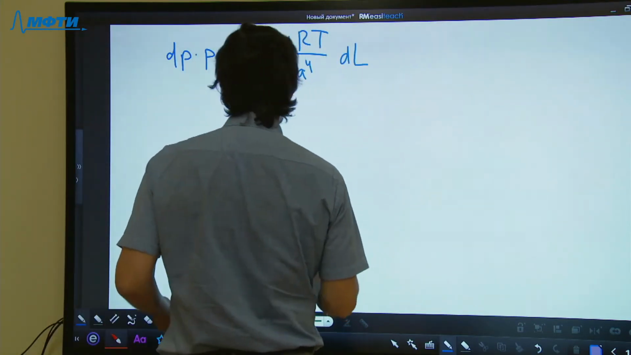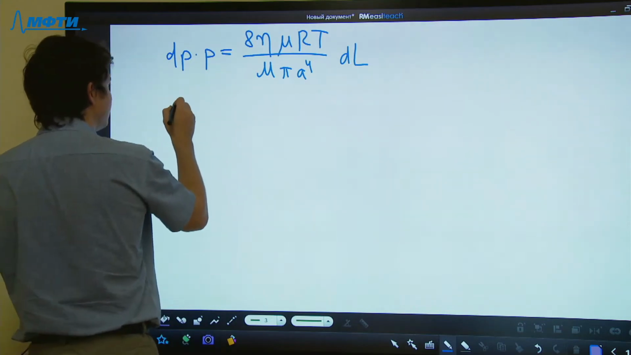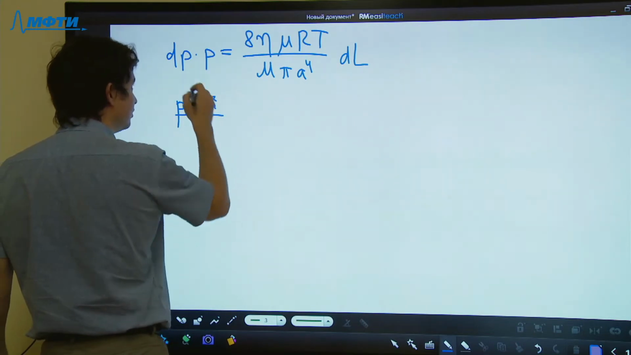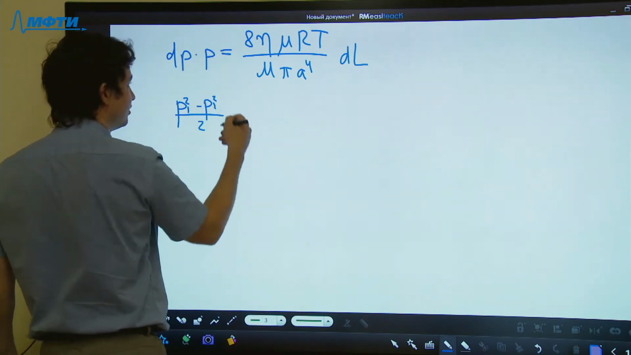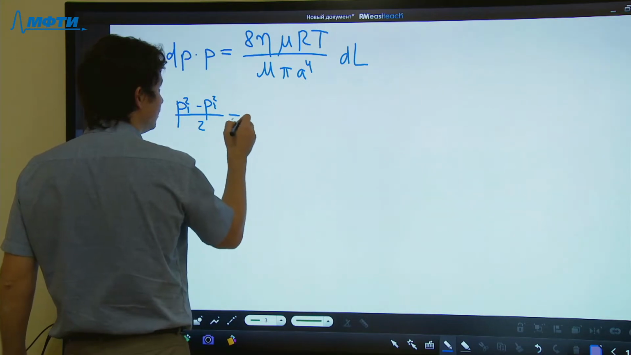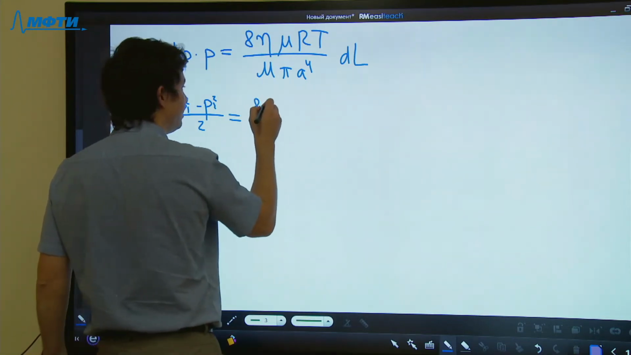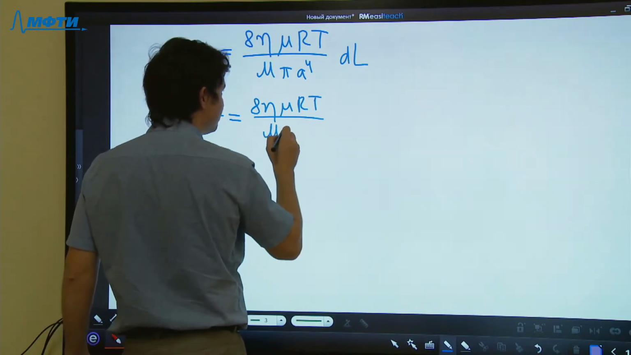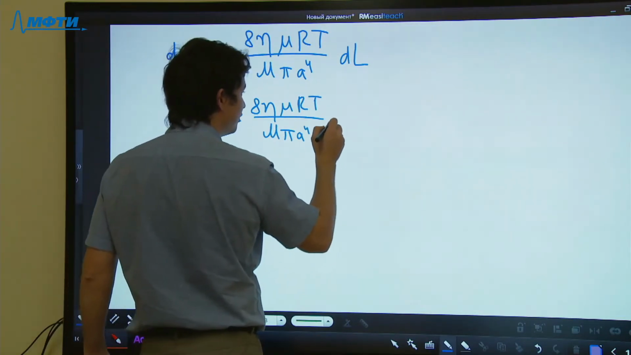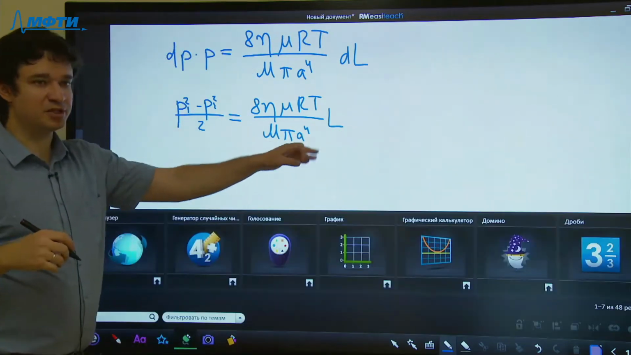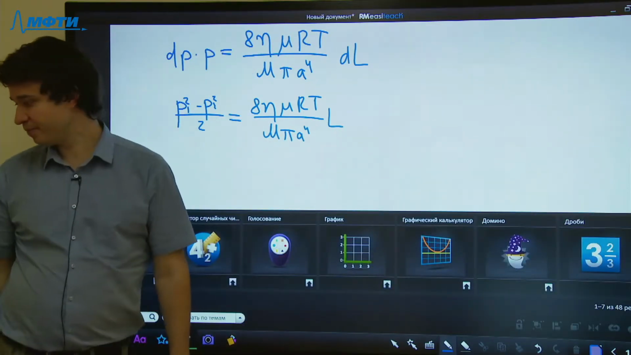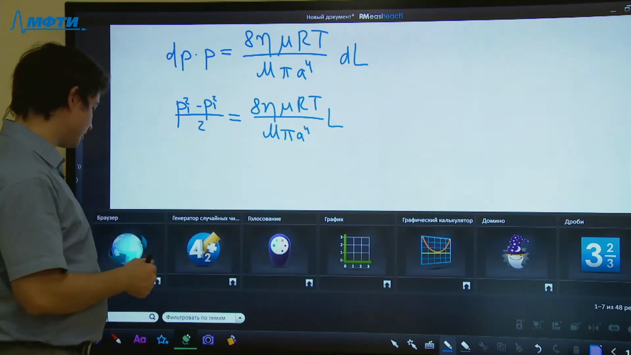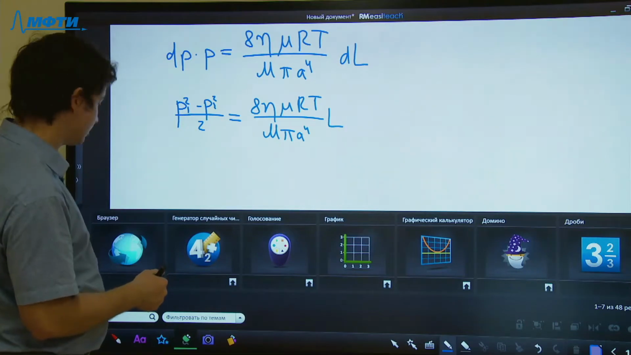So what I get here is (P1 squared minus P2 squared) over 2. So that's what I get when I integrate P dP, equals 8 eta mu RT over capital M pi A to the 4 L, where capital L is the total length of the pipe. Okay, so that answers, wow, what is this?